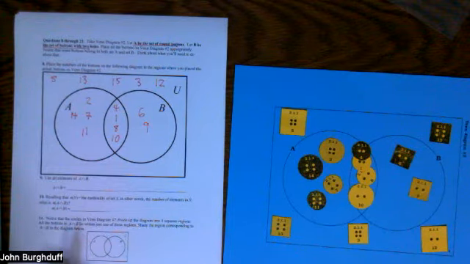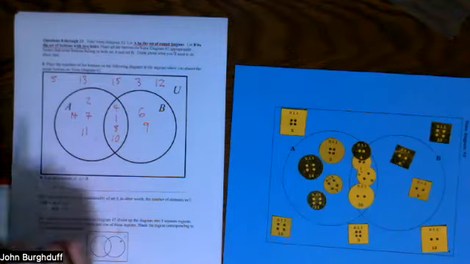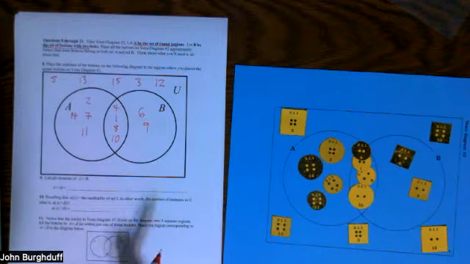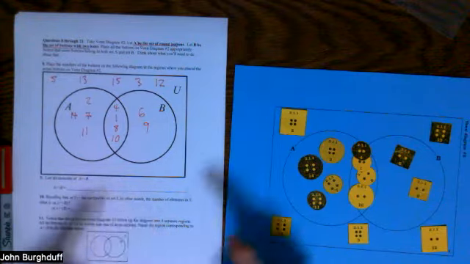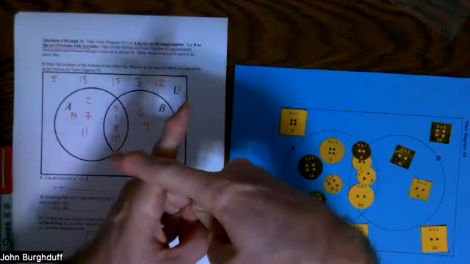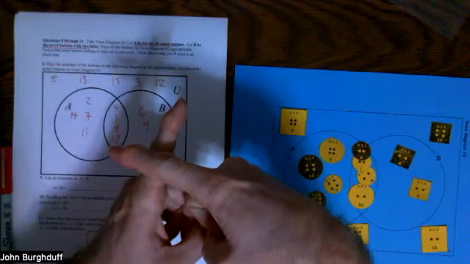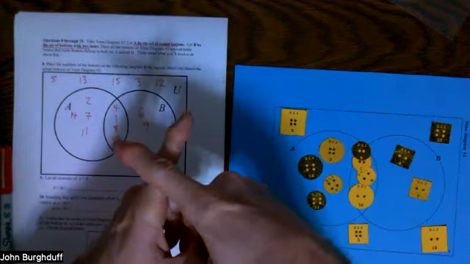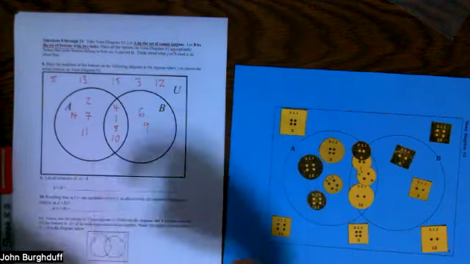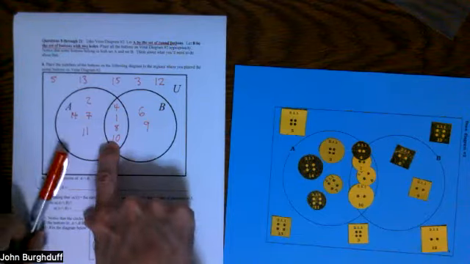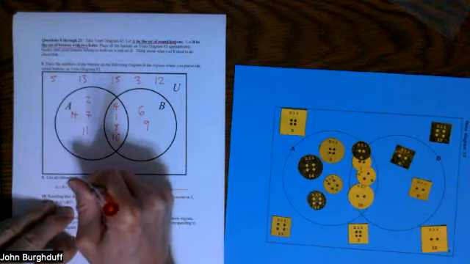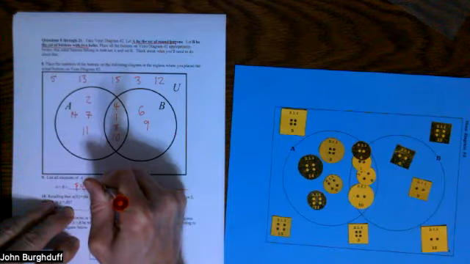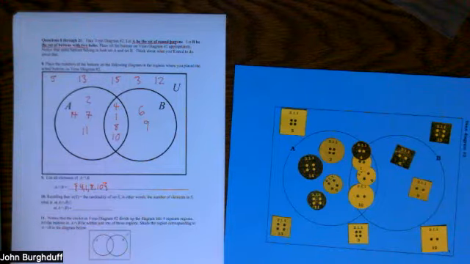Now, let's explore the idea of intersection. Intersection, again, is the set of all elements that are both in A and B. If you want to think of this another way, imagine the intersection of 2 streets. You have 2 streets crossing each other. The intersection is right there. It's where those 2 streets overlap each other. The intersection in this case would be right in here. It would be the set 4, 1, 8, 10. Okay?